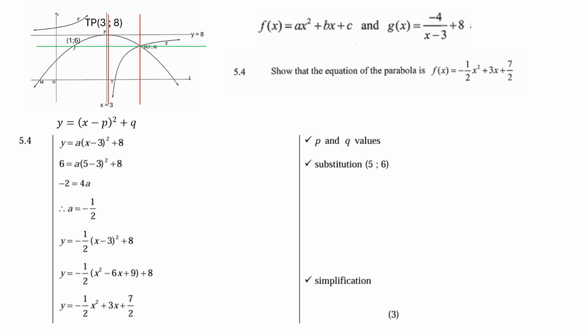Then I'm going to use point D in that equation. Then I get 6 = a(5 - 3)² + 8. Simplify and then find the value of a, which is -½. Then we put the -½ back into that formula, and then we get y = -½(x - 3)² + 8. Remove all the brackets. Collect your like terms, and then you get the final proof, y = -½x² + 3x + 7/2. Remember, we had to use a formula for turning point because the roots were not given.